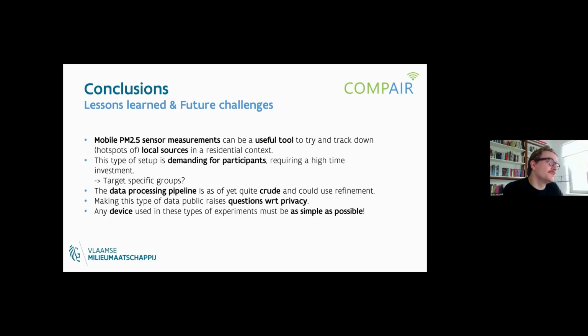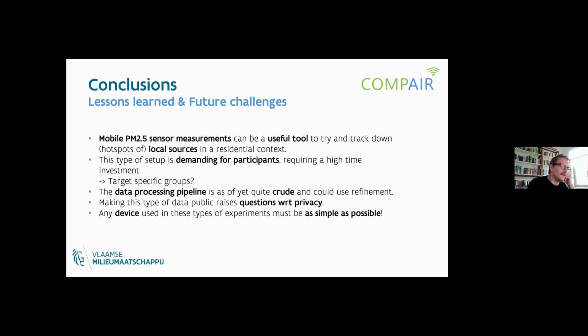And another thing that we learned was that any device used in these types of experiments must be as simple as possible. Really, the idea that you have to learn and get to know this device to measure with it very efficiently was a little bit of a challenge and made our data cleaning a little bit more complicated than maybe it should have been. We noticed that the data coming from our colleague, who of course knows this device quite well, was significantly cleaner than the data coming from citizen scientists, which makes a lot of sense. But I think these are things that can be solved by doing small technical interventions on the device.